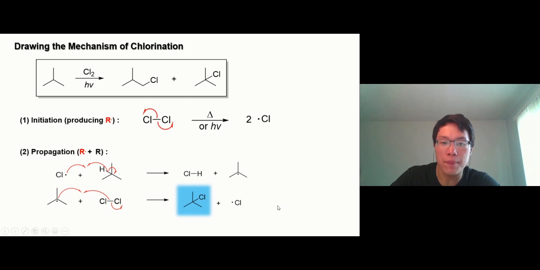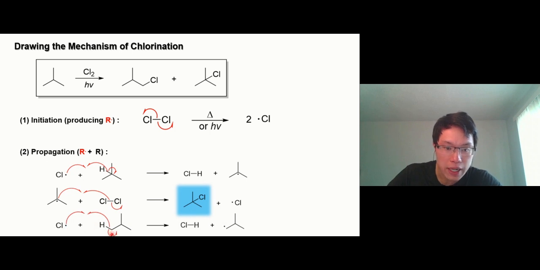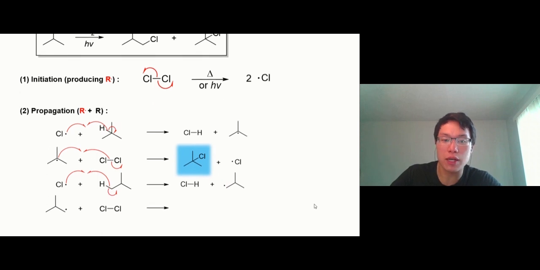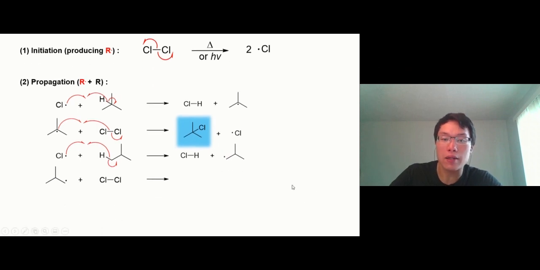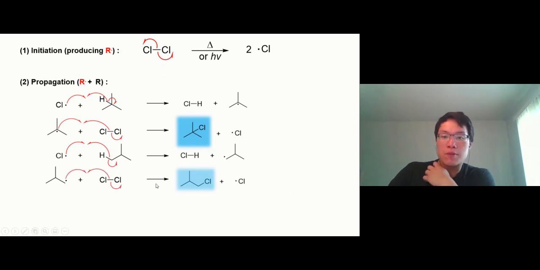Now, how do we get the second one? Well, we have to make the radical right here on this carbon. Again, this is propagation, a radical attacks a non-radical. You can do radical attacks radical, but that's termination, a different step. This is going to be a radical attacking a non-radical. So take the chlorine radical and attack the bond with the hydrogen. You get the radical on this carbon right there, which is going to form the product when it attacks the molecular chlorine. All right, so we get the product now.